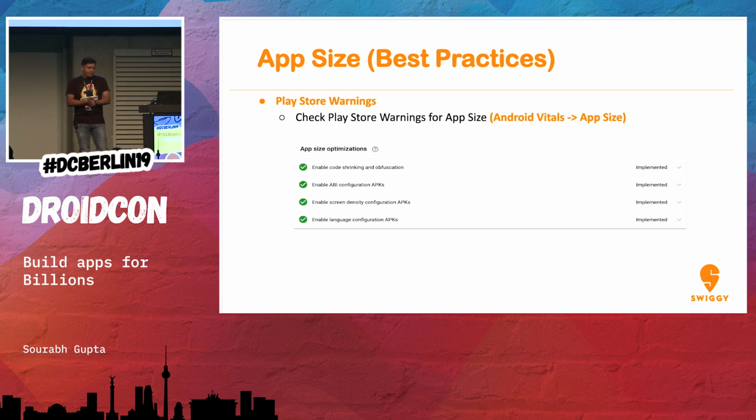Play Store warnings. Play Store recently started giving warnings. If you are not following all of these practices, it will show a red sign there. So we are following code chunking and obfuscation. We are following the ABI configuration, screen density, and language. It also gives an error when you see the app size if you are bundling any image of size more than 1 MB. We have seen cases where developers are bundling a 2 to 3 MB image with the app without any reason, and the image itself is not compressed.